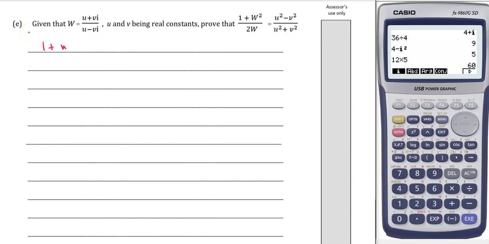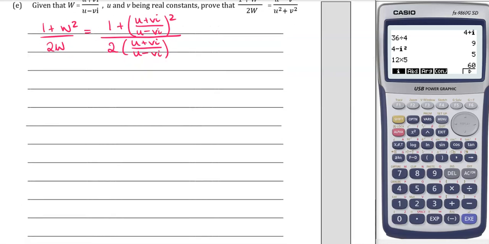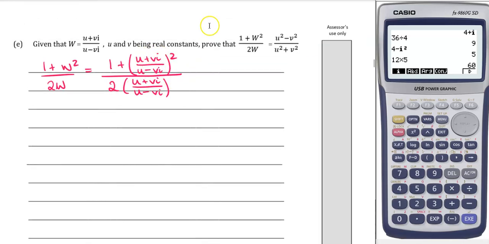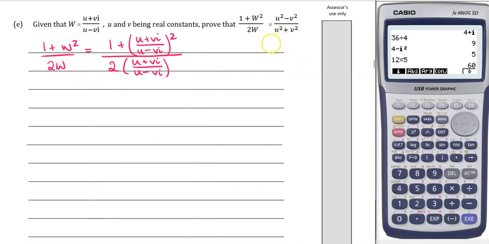Okay, so let's start by writing out what this thing would look like on the left. So it'd have 1 plus w squared, all over 2 times w. Now I'm not going to expand out that bracket because hopefully some of these bits here will cancel with some of those bits there to try to simplify down to what we were wanting it to be there.